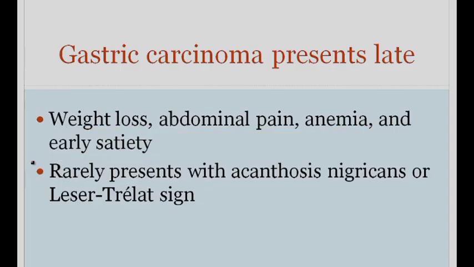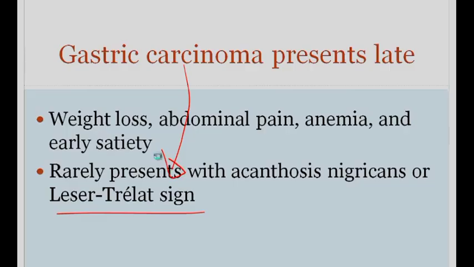Now, there are some interesting signs that can be associated with gastric carcinoma. For example, one thing that can be seen is acanthosis nigricans, where you get a thickening and darkening of the skin, in particular in the axillary region. Another very interesting sign is called the Leser-Trélat sign, where the patients get dozens of seborrheic keratoses all over their skin that arise all of a sudden. This can also be seen with gastric carcinoma, and you really want to know that association.